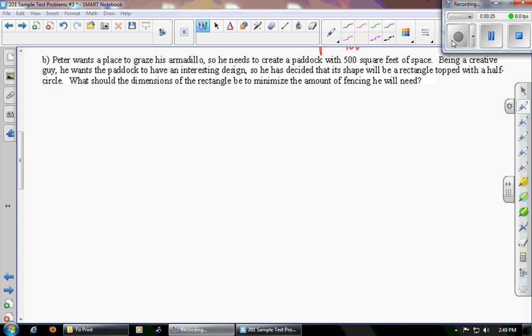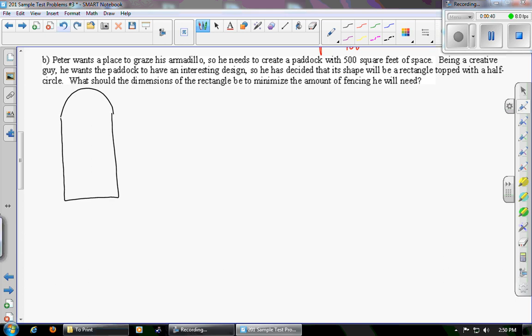So let's start this problem by drawing a picture. It said that we wanted a rectangle topped by a half circle, a semicircle. So the paddock will look something like that. Notice that we don't need to complete the rectangle. You don't need to put fence in there, so that will be an empty space for us as we're doing our calculations. We know that we want to make sure that the paddock has 500 square feet of space, so apparently that's the area of this shape.